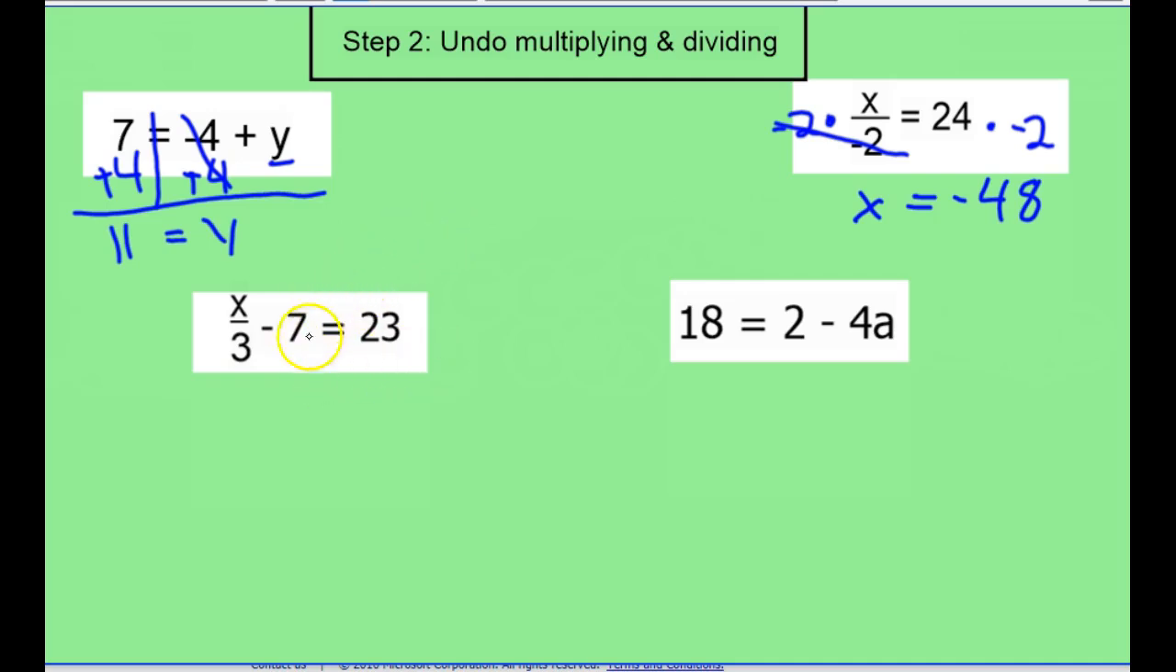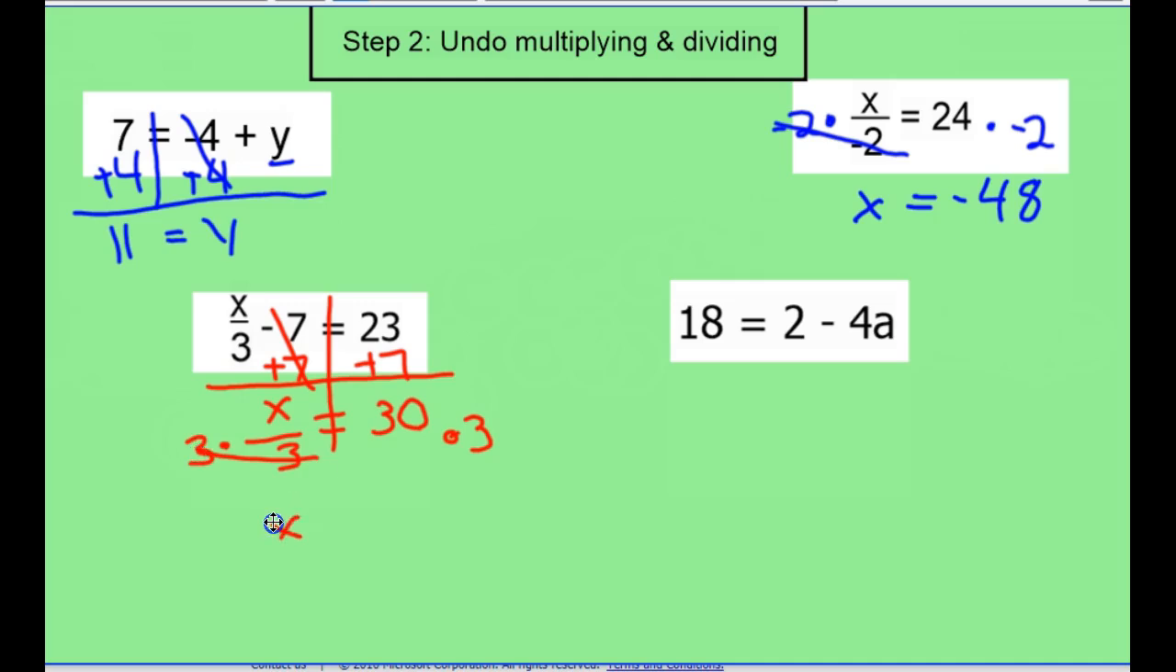Here we have to first undo subtraction. So by undoing subtraction, we have to add. So we're adding 7. So we have x divided by 3 equals 30. Now we have a division problem, so we need to multiply. We're going to multiply by 3. So x equals 30 times 3, which is 90.